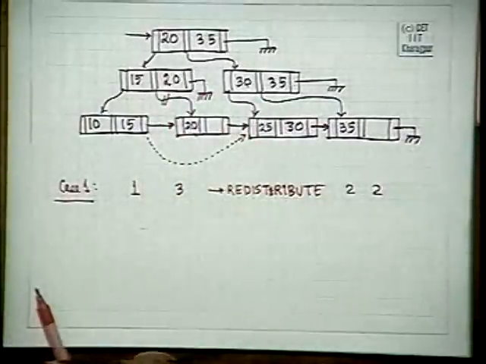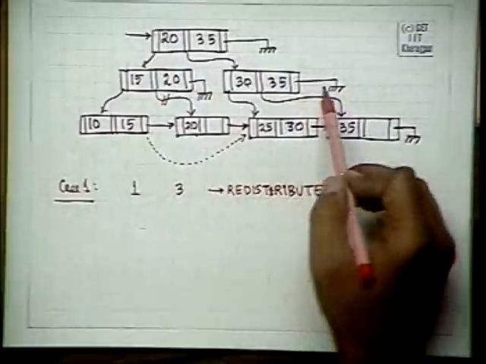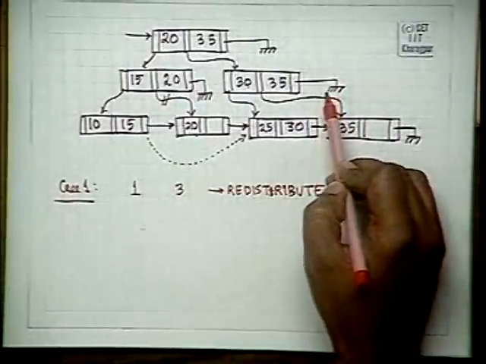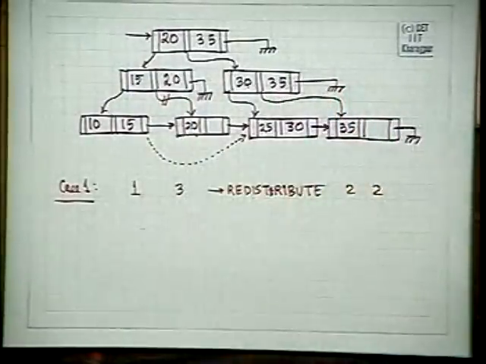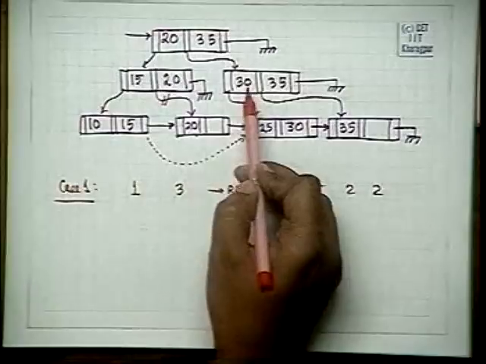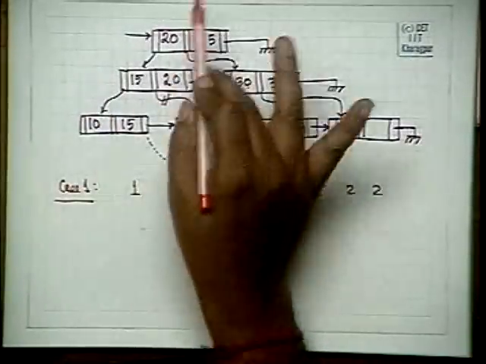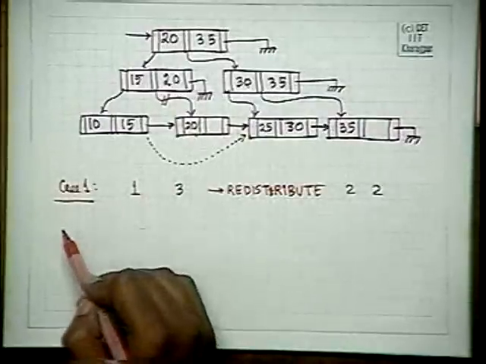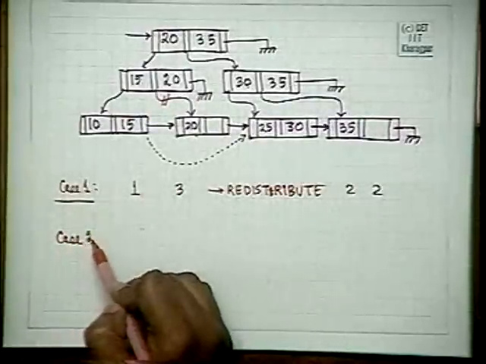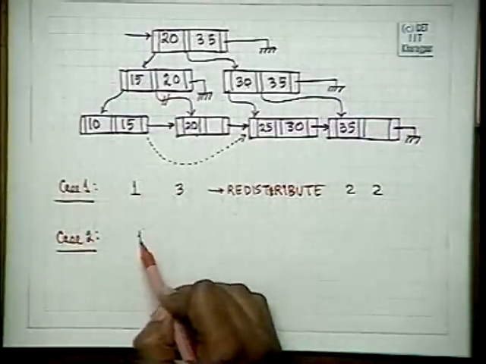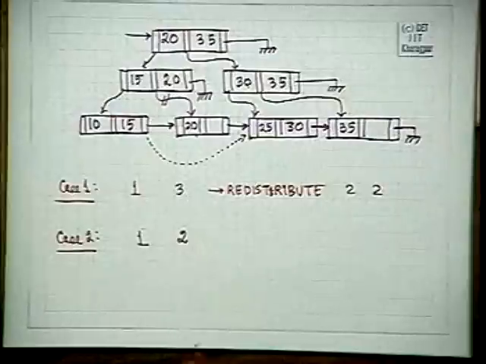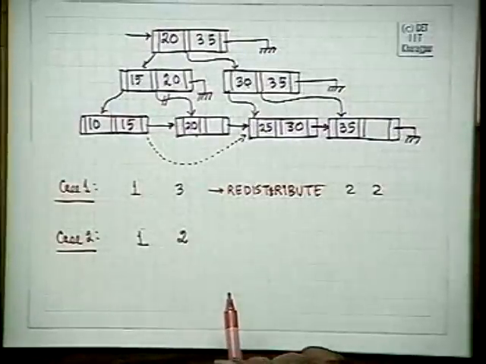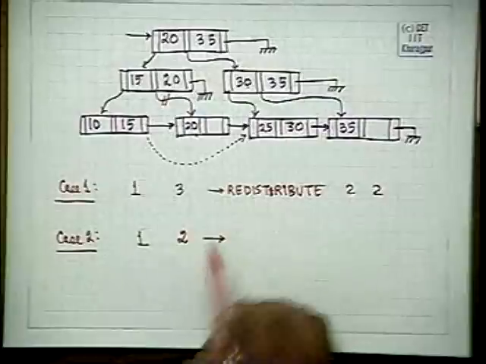Which is not the case here. If it were the case here that this had got some other pointer, then I would have been able to redistribute this thing here and maintain the tree and balanced it up. The case 2, 1 and 2. Then what do you do?